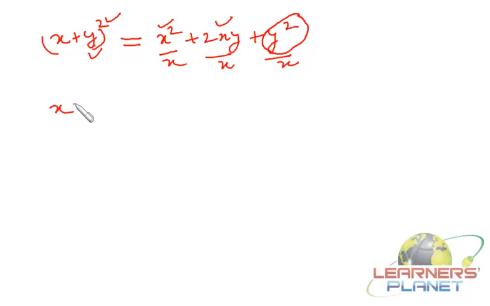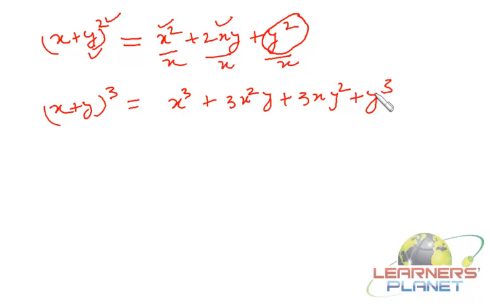Similarly, if I write x plus y whole cube, it will be x cube plus 3x square y plus 3xy square plus y cube. If I divide x plus y whole cube by x, from here I won't get any remainder, from here I won't get any remainder, from here I won't get any remainder. I'll get the remainder from here only.